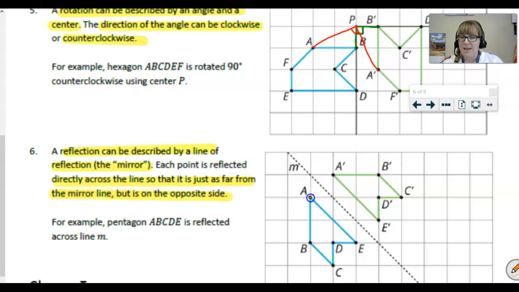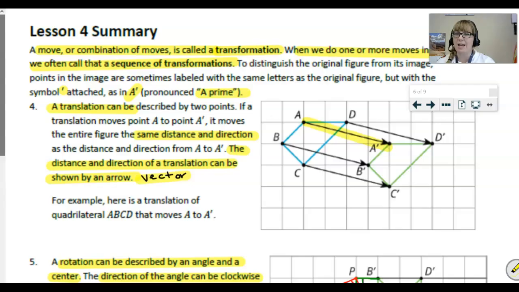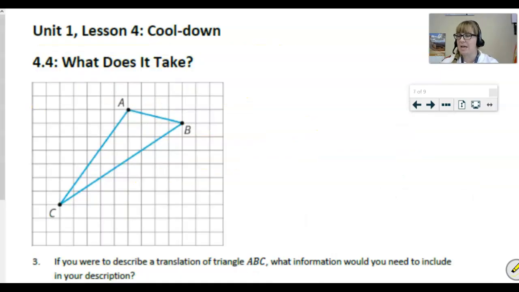A is half of that diagonal away. So A prime is half of that diagonal away. B is a diagonal and a half away. So B prime is a diagonal and half away. Each one of these points has its image on the other side, the same distance away. And our 2 new glossary terms, sequence of transformations and transformation, which we highlighted up above. Now it's time for our cool down.